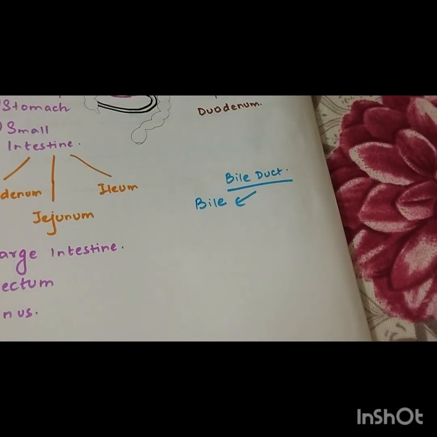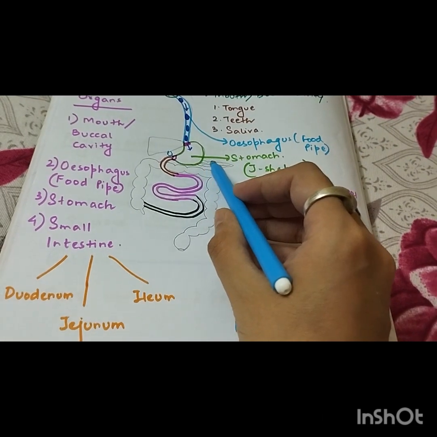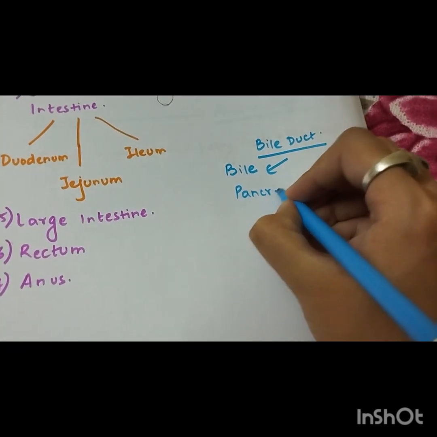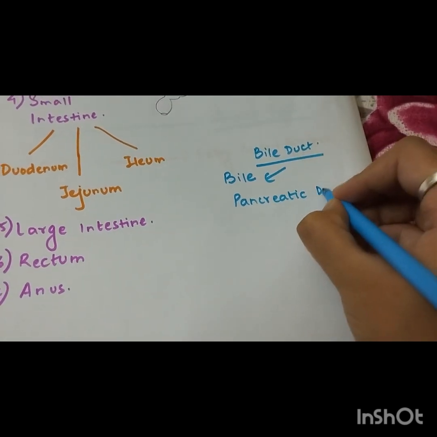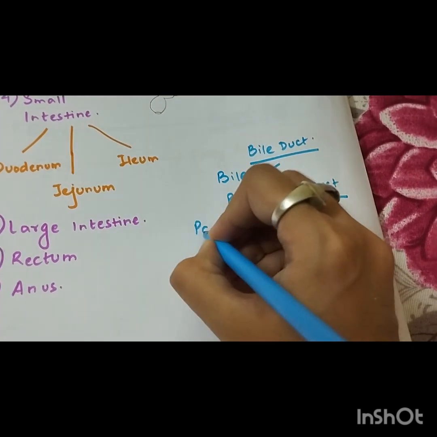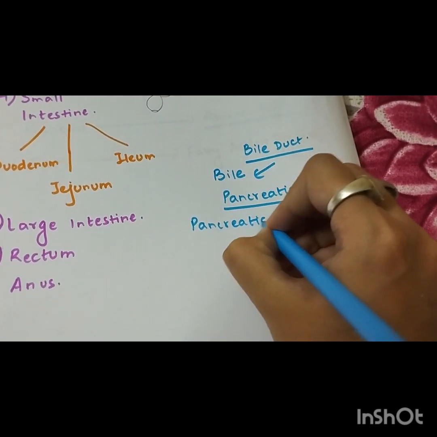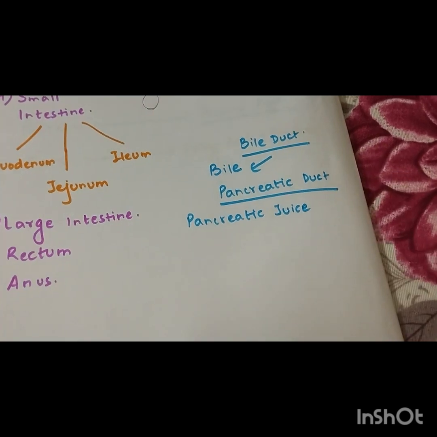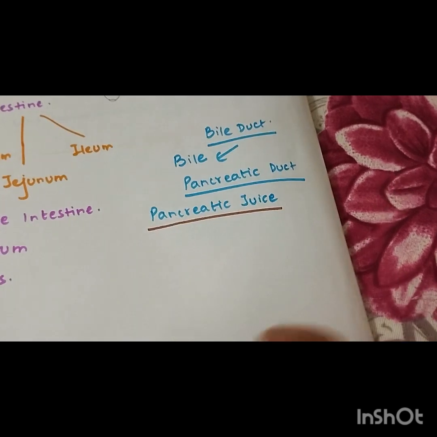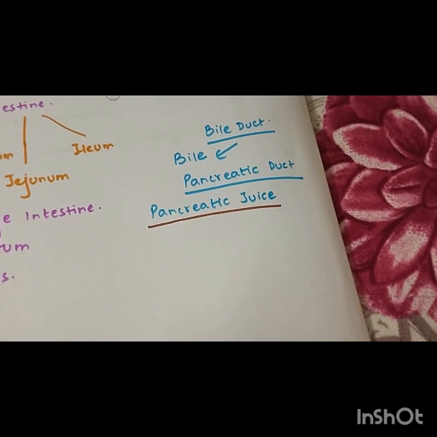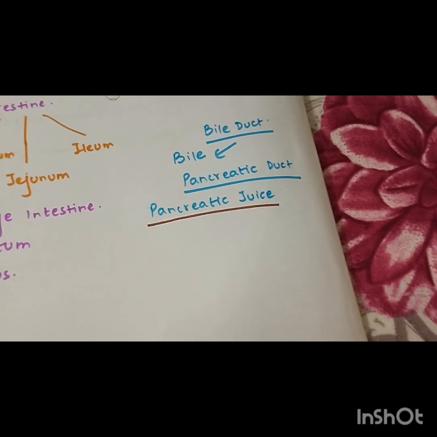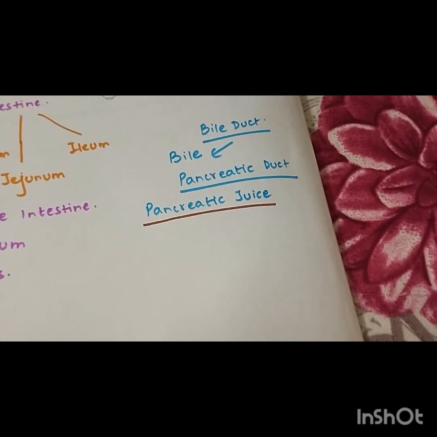One more liquid is coming from the pancreas, which is this leaf-like organ, with the help of the pancreatic duct. Duct means a pipe or tube. With the help of the pancreatic duct, it secretes pancreatic juice. Pancreatic juice contains certain substances that help in the breakdown of carbohydrates into glucose, proteins into amino acids, and fats into fatty acids and glycerol.